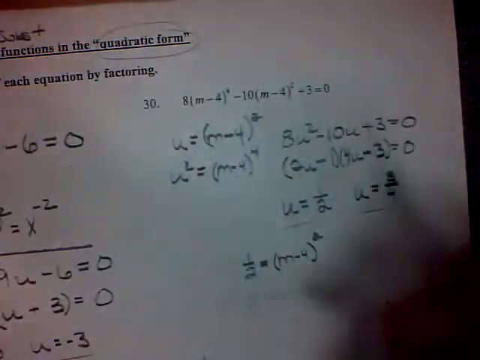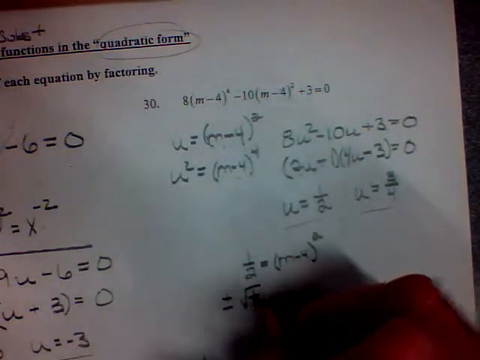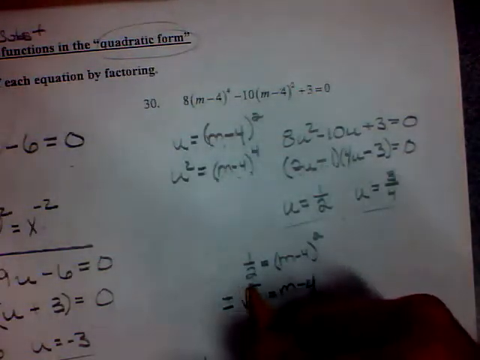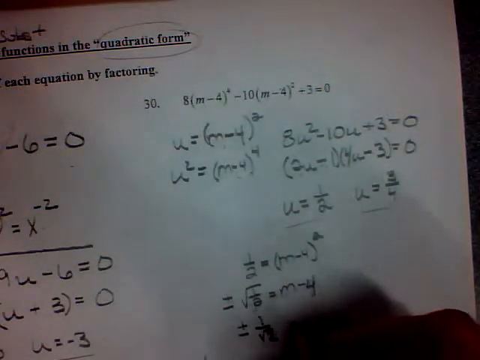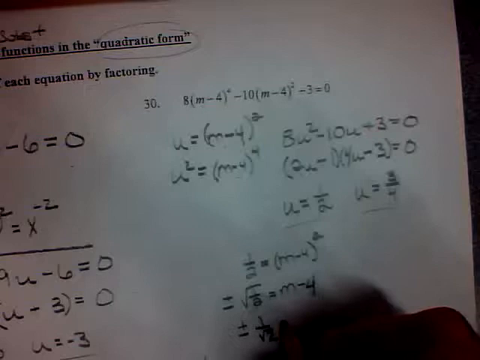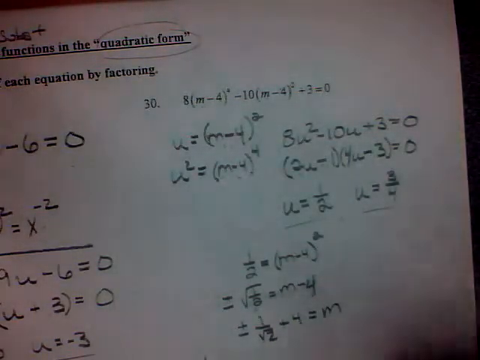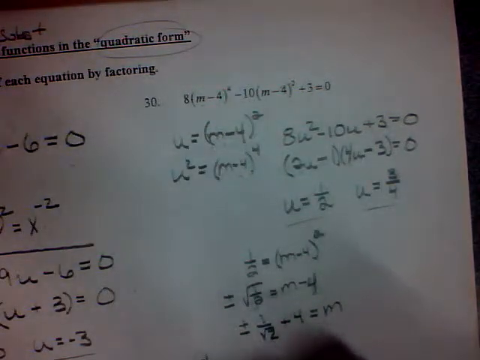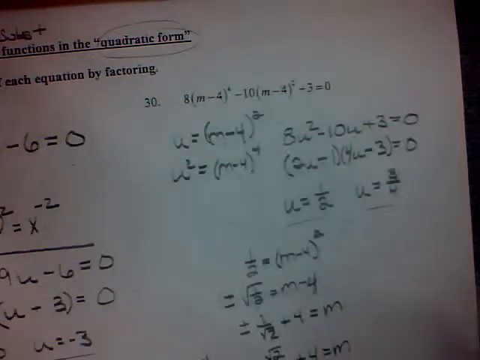How do you get rid of a squared? You have to take the square root. So that's plus or minus the square root of 1/2 equals m minus 4. Sorry about that. And we know we can take the square root of top and bottom separately here. So that's plus or minus 1 over the square root of 2. And you can go ahead and bring over the 4. So that's plus 4 equals m. And then you shouldn't leave a square root in your final denominator. So we'll multiply top and bottom by square root of 2. So that gets you plus or minus square root of 2 over 2 plus 4 equals m. So that's your one set of values here.